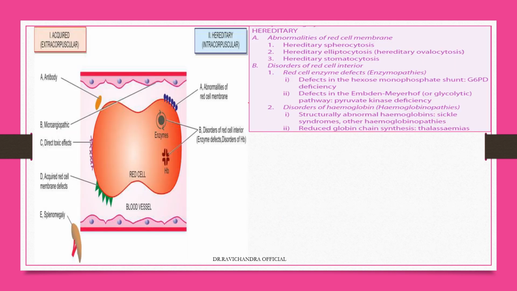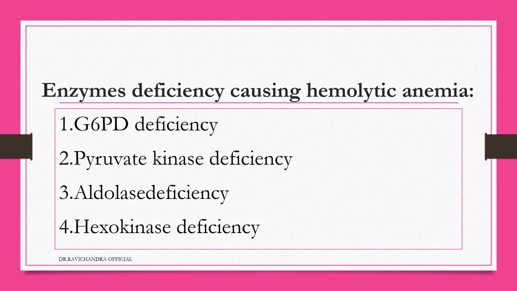So the next condition that we are going to discuss is enzymopathies. Enzyme deficiency causing hemolytic anemias. One is G6PD deficiency, glucose 6-phosphate dehydrogenase deficiency, pyruvate kinase deficiency, aldolase deficiency, hexokinase deficiency. So in the exam, if they give all the four options, all are correct. So if the question is enzymopathies include G6PD deficiency, pyruvate kinase deficiency, aldolase deficiency, hexokinase deficiency, all the above, the answer is all the above.